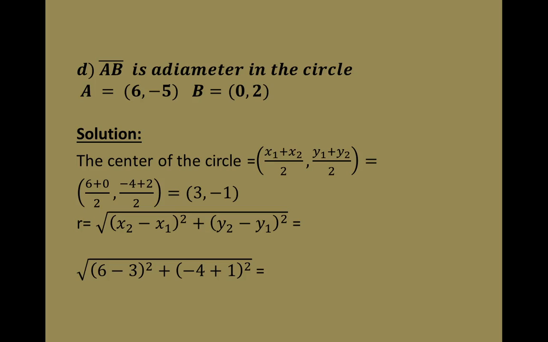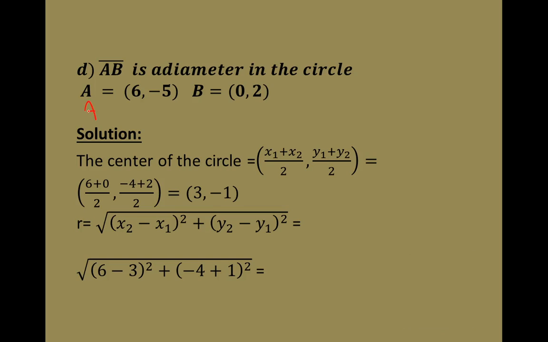Here the center is 3 and negative 1. The radius can be calculated by the distance between 2 points, which is 6 minus 3 all squared plus negative 5 plus 1 all squared. It is not equal negative 4. I'll correct, there is something wrong in this problem.